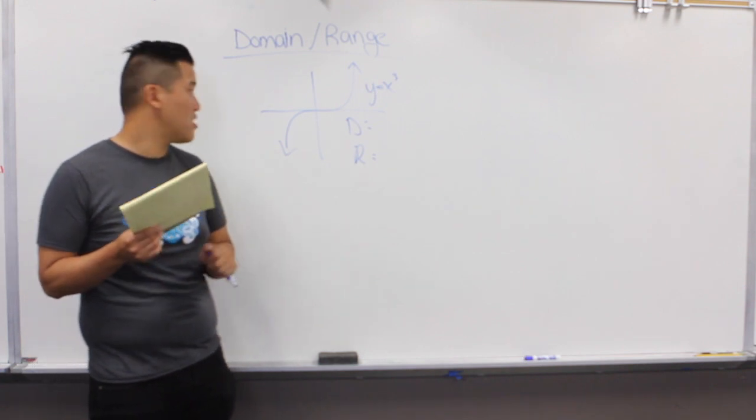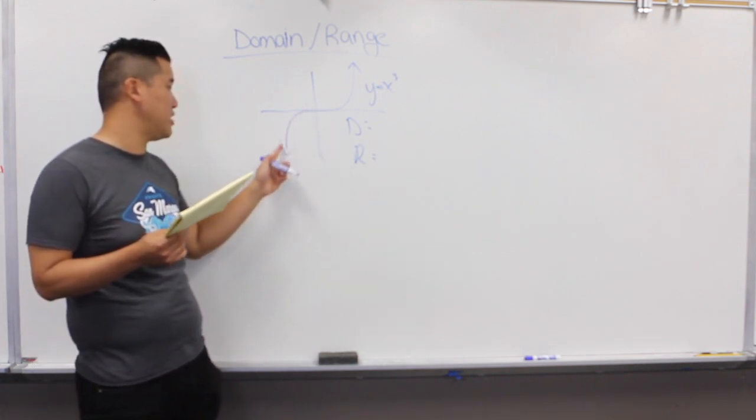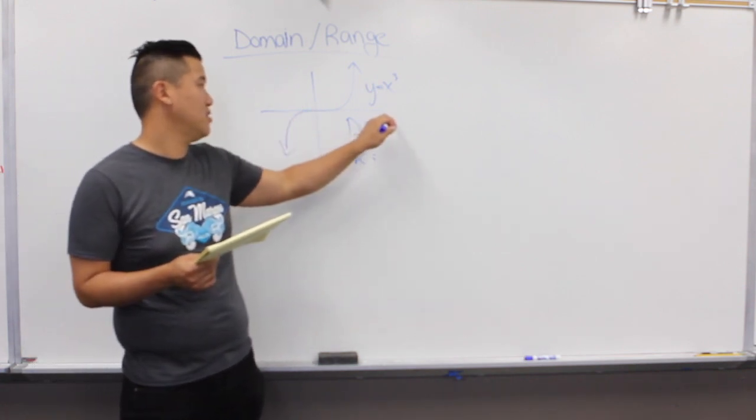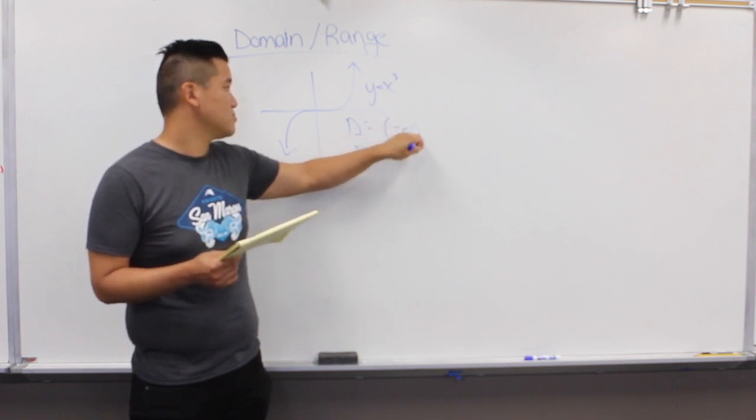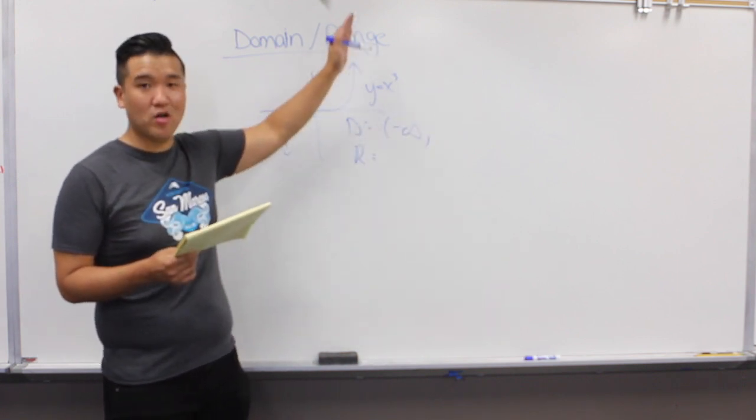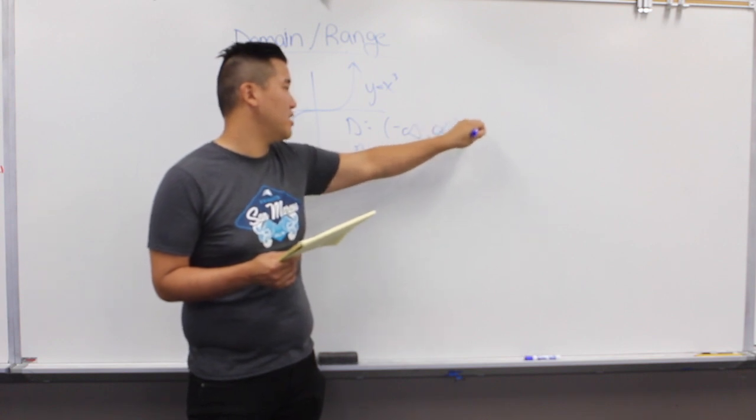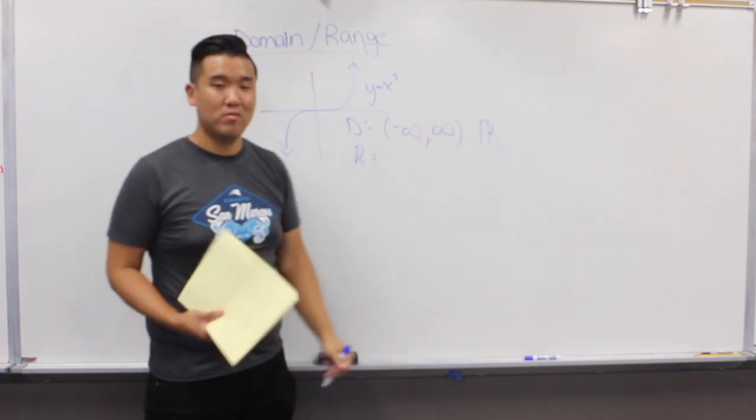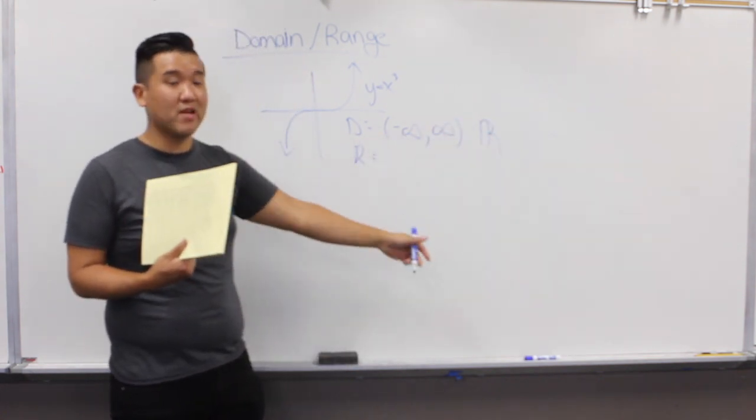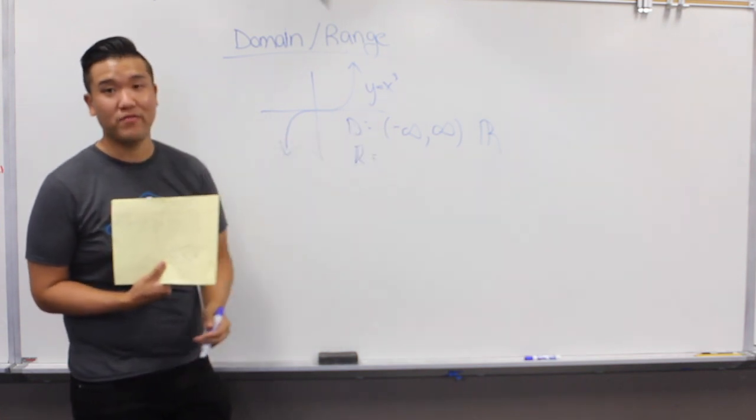All right, how far left does this graph go? Let's trace it. Where does it go? All the way left, right? How far right does this graph go? It goes all the way right. So we can say it's all reals. Remember, we used open brackets because we could never get to negative infinity, we could never get to positive infinity.